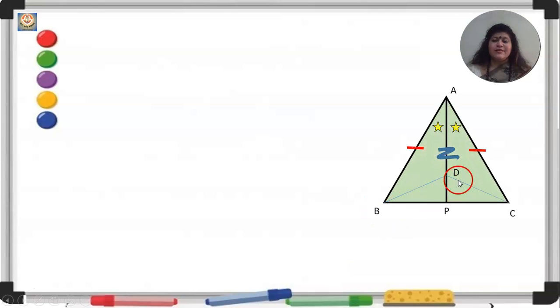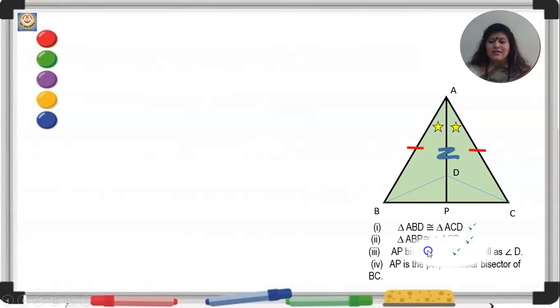So I have drawn the triangle once again with the indications that we already know and the star where we just proved in the previous slide that this angle BAP is congruent to angle CAP. Now these are the things that we need to prove, out of which first one is done. AP bisects angle A is also done. Now we are proving triangle ABP congruent to triangle ACP, that is the second part. And after proving that, we will prove AP is the bisector of BC. Let us have a look.